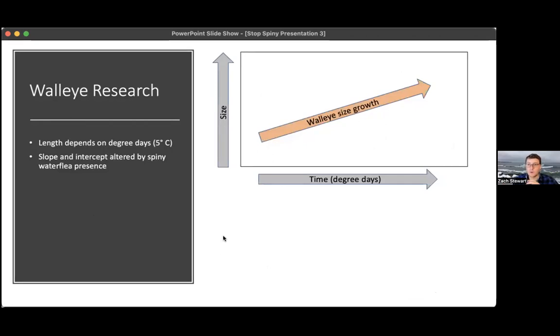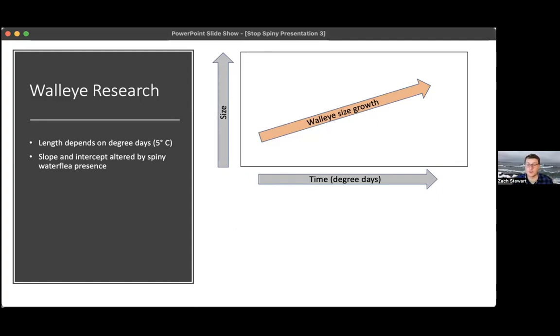Now, before I show you the data from this research, let's just get ourselves accustomed to this little graph right here. So on the y-axis, we've got size of walleye in length, and on the x-axis, we've got time passing. And you'll see quite a bit in the talk tonight that we measure time in degree days, which is defined as just the number of days where the average temperature is above 5 degrees Celsius. So really, that's just time passing.